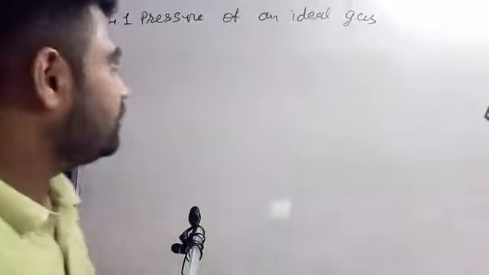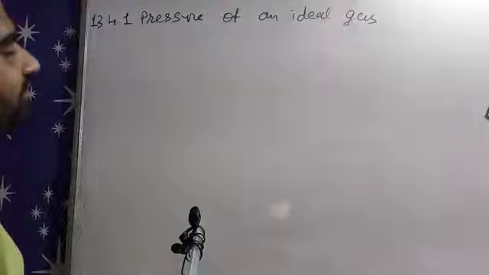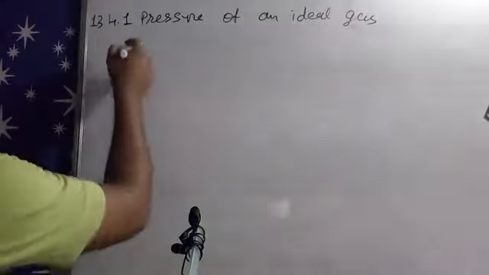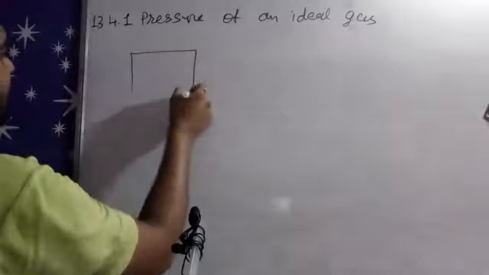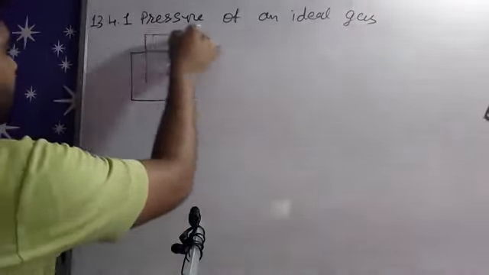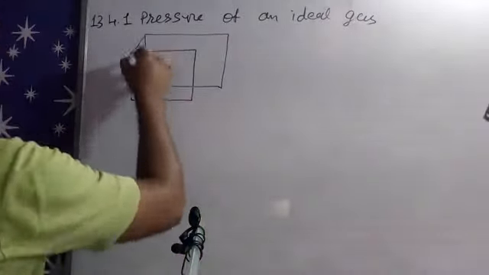Hello friends, today our topic is pressure of an ideal gas. First of all, this topic starts from one diagram. If we have one container which is made up of one cube, so this is one cube that we have. That means this is in three dimensions, right?